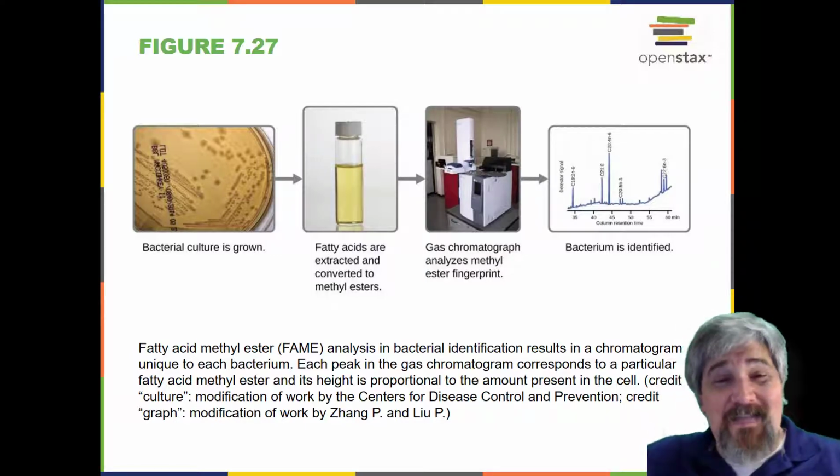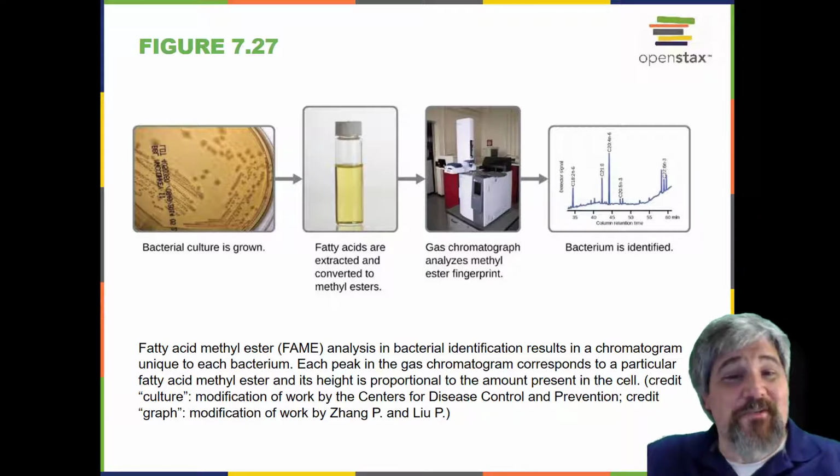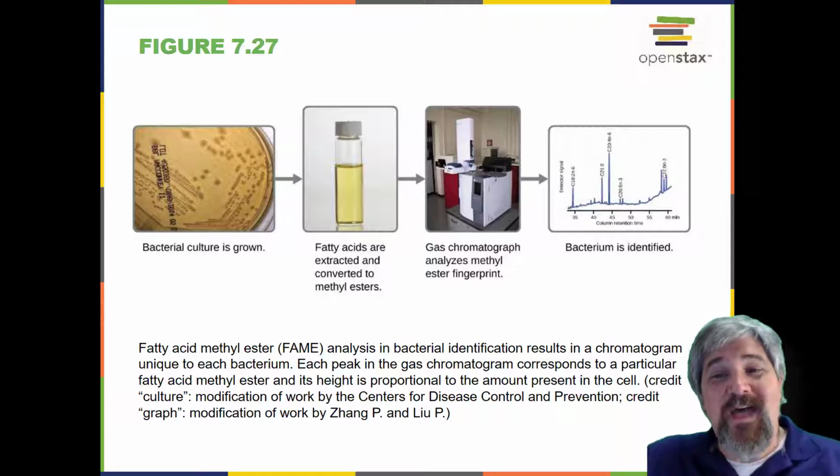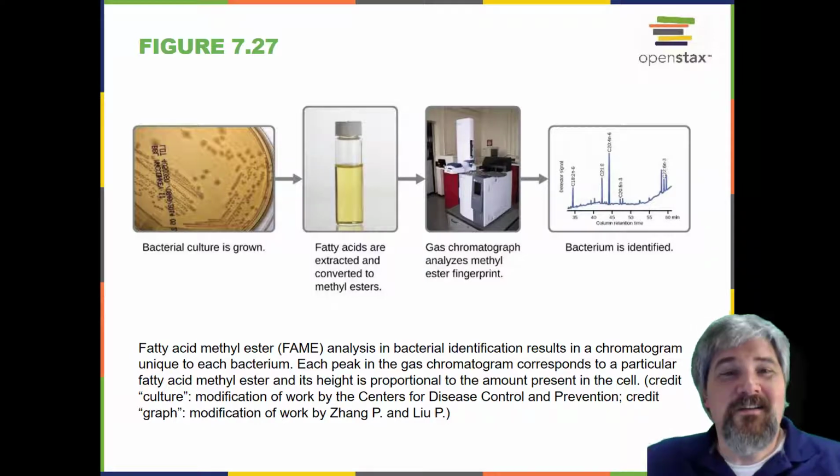In a FAME analysis, fatty acids are extracted from the membranes of microorganisms, chemically altered to form volatile methyl esters, and analyzed by gas chromatography, GC. The resulting GC chromatogram is compared with reference chromatograms in a database containing data for thousands of bacterial isolates to identify the unknown microorganisms.